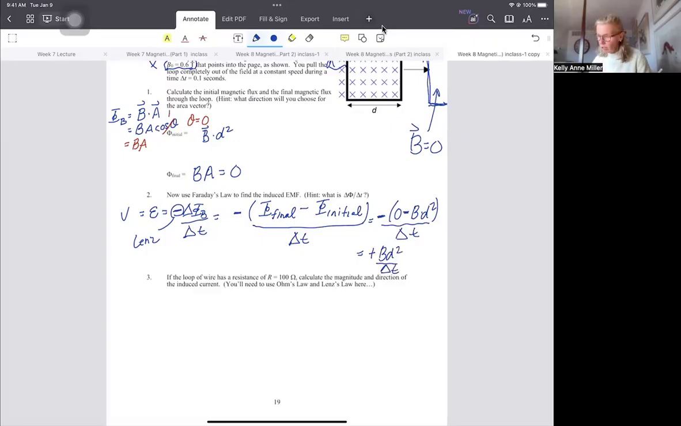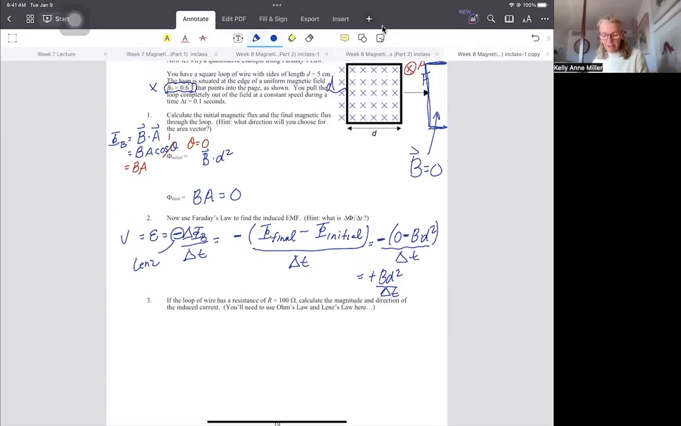And then if I substitute, I don't think I'm going to bother doing that right now, but if you substitute the numbers in, like B is 0.6 Tesla, D is 0.05 meters, t is 0.1 seconds, then you'll get the answer. And that should be in volts, right? The answer should be some number of volts. You can do that yourself.